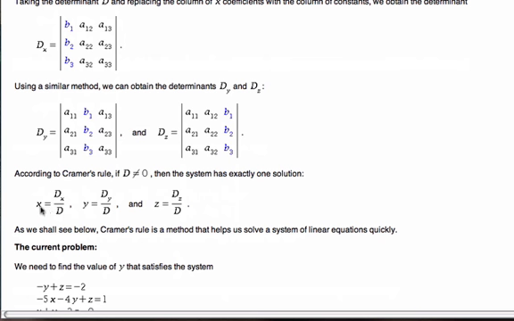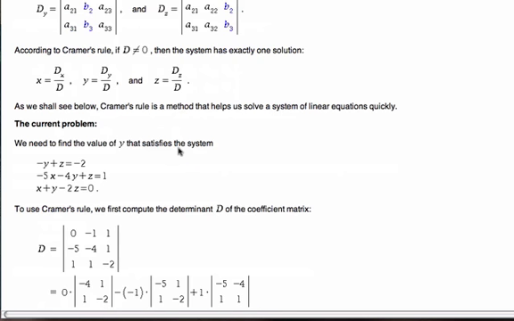To find x, we're going to evaluate our matrix D sub x and evaluate our determinant D, and we are going to get a value. Same with y, you're going to use D sub y over D, and for z, you're going to use D sub z over D. So let's see what that actually looks like. That's all the theory behind it.